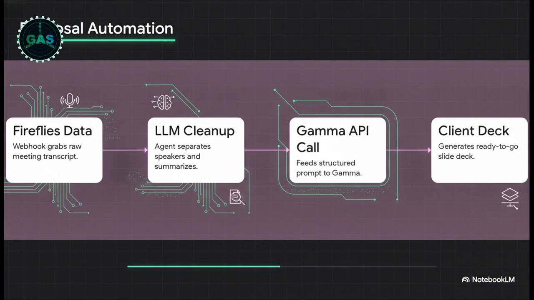And here is a perfect example of how that kind of system is built using AnyDone. First up, a webhook grabs the raw meeting transcript straight from Fireflies. Next, an AI agent jumps in to clean up the data. It separates the speakers and summarizes the core business problems.